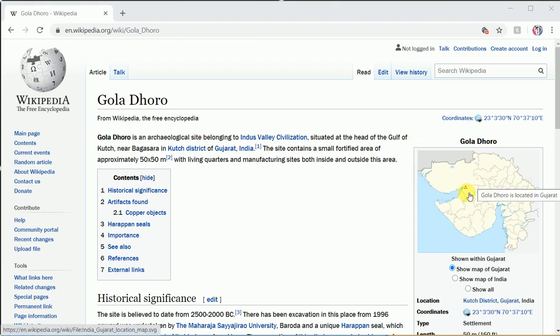The three dots given here. Okay, it's Gola Dhoro, located in Gujarat. Okay, and it is near Bagsara. Okay, it is near Bagsara in Kutch district of Gujarat.